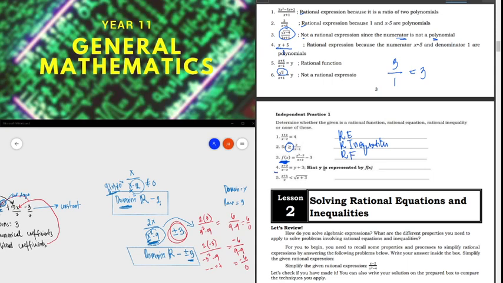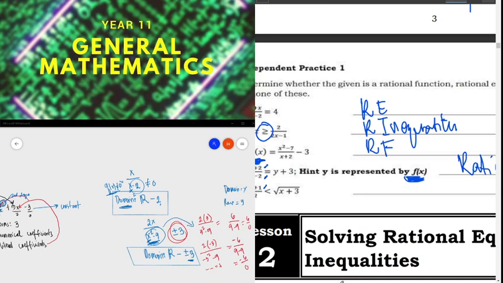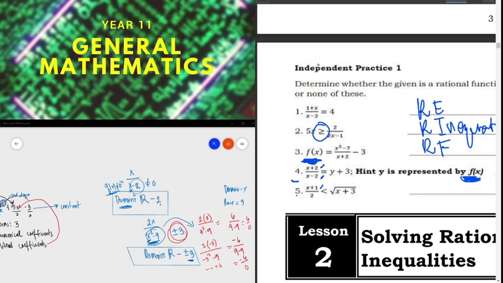How about number 4? Hint: y is represented by f of x. So f of x, is this a polynomial? Yes. Is the denominator a polynomial? Yes. Okay, that is a rational function. How about number 5? Is this a polynomial? Let me zoom it. Alright. Is the numerator a polynomial? Yes. The denominator a polynomial? Yes. How about this one? Is this a polynomial? No. Therefore, your answer is none of these.